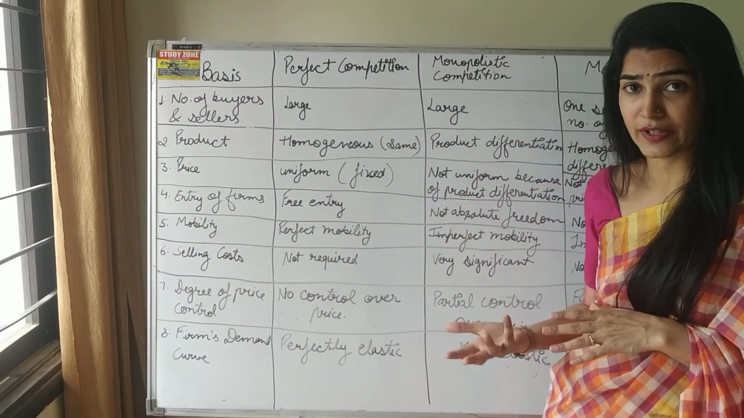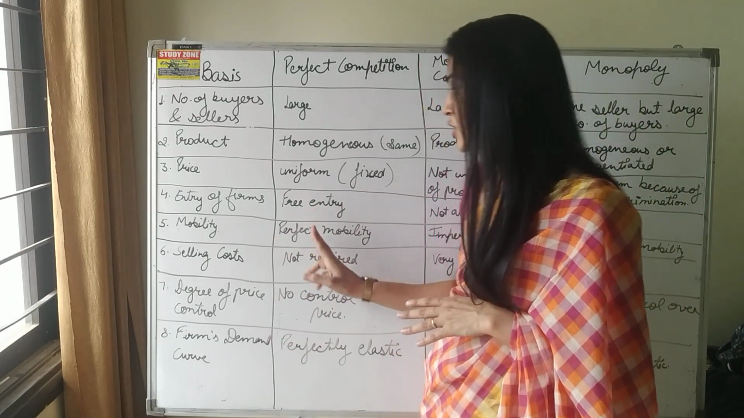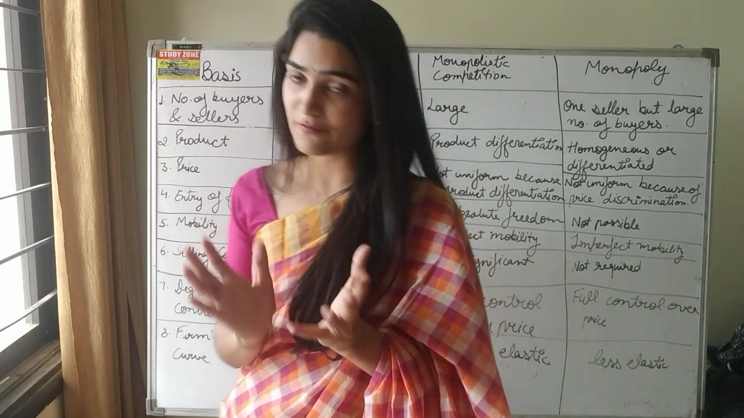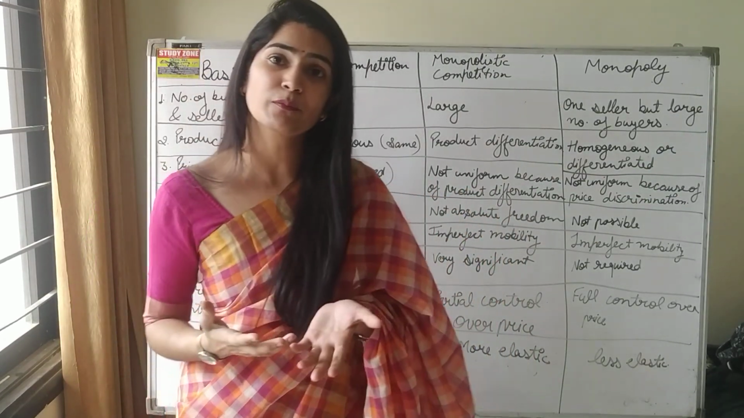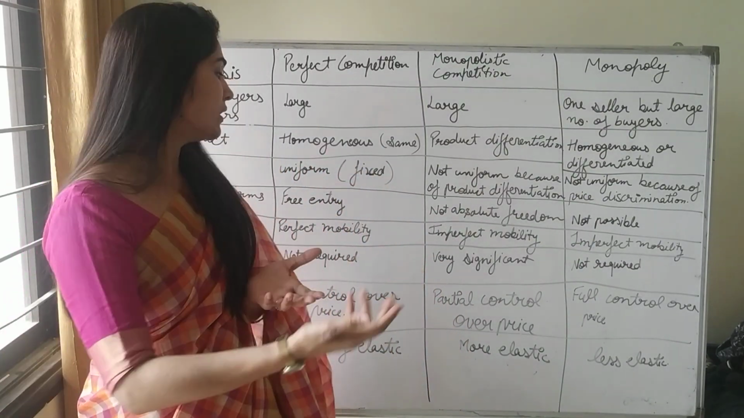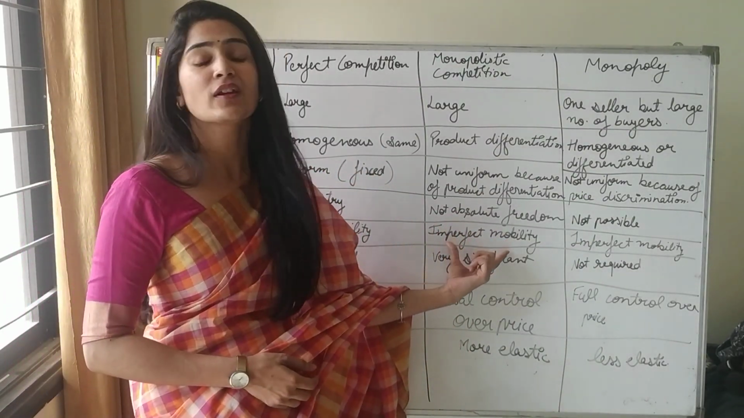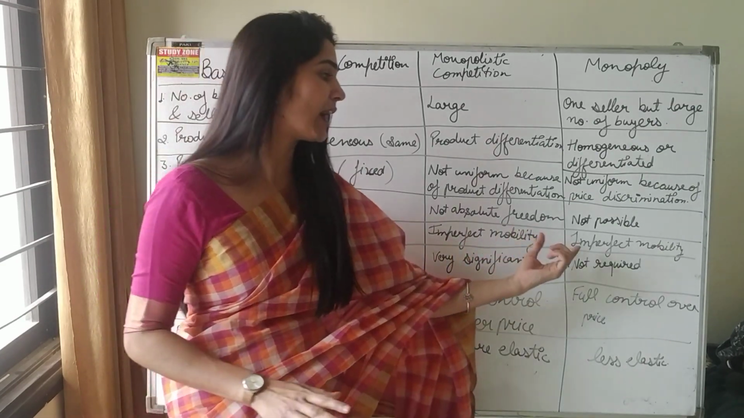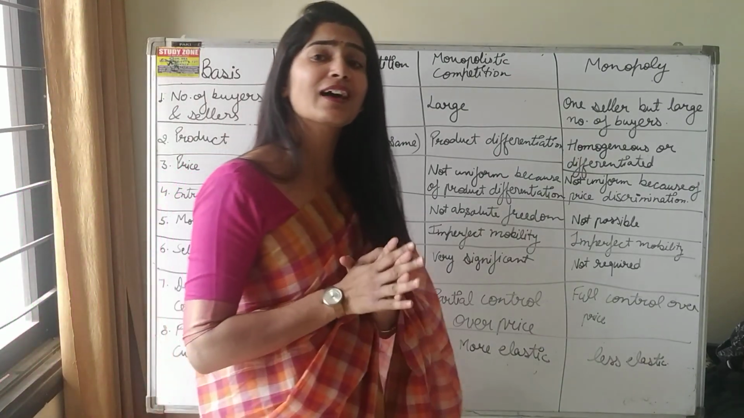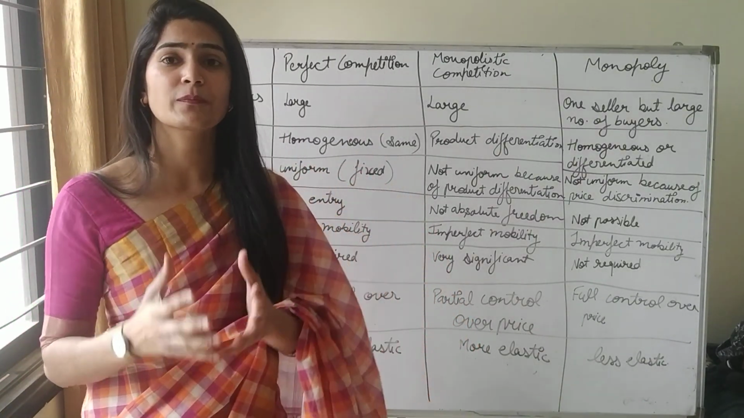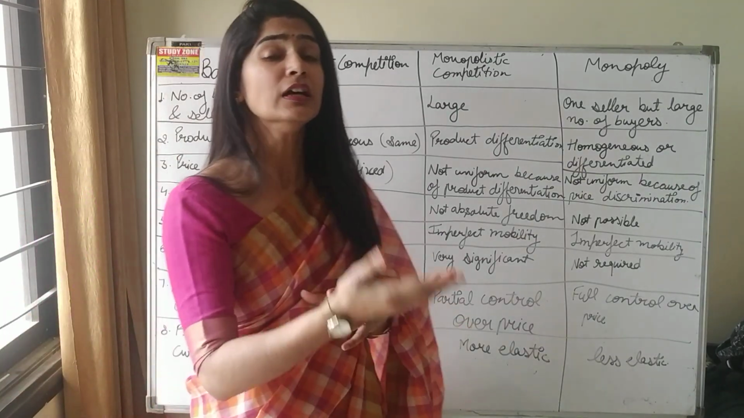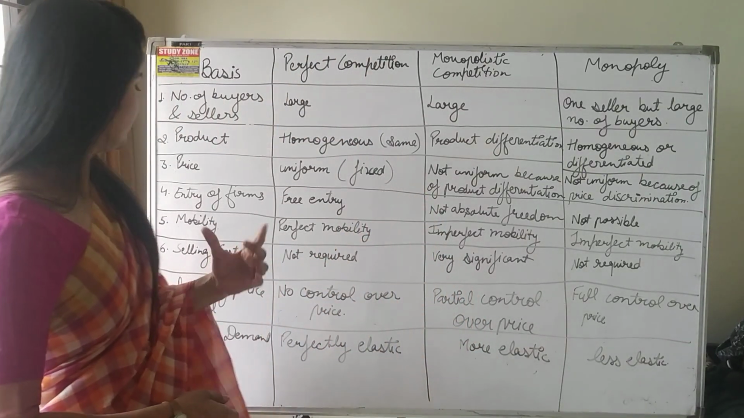Mobility means the movement of factors of production. So in perfect competition there is a perfect mobility, because every producer is having the same product. The factors of production are easily movable from one seller to another. In monopolistic competition there is an imperfect mobility, and in monopoly also there is an imperfect mobility, because every seller has its own USP. उसको अपनी USP maintain करके चलनी पड़ती है. The factors of production cannot move further on to another seller.